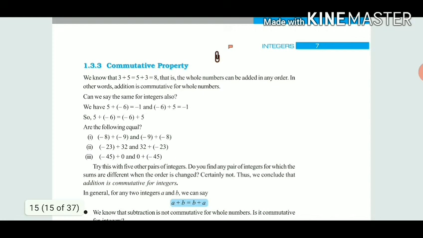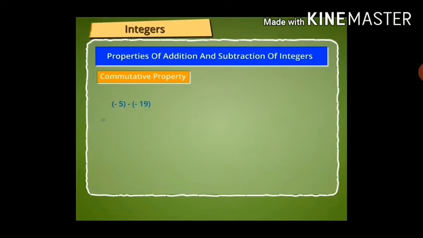Now check commutative property for the subtraction. -5 - (-19). Open this bracket, -5 + 19. That is equal to +14. On the right side, -19 - (-5). Open it, it becomes -19 + 5. That is equal to -14.